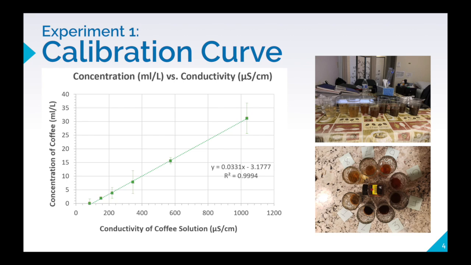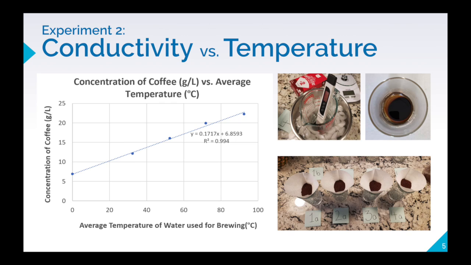which can be used later when we have one of those parameters and we want to see what it corresponds to. In this experiment, we wanted to investigate the effect of temperature on the concentration of coffee by first measuring the conductivity of the solution in microsiemens per centimeter at different brewing temperatures and converting it to concentration in grams per liter.